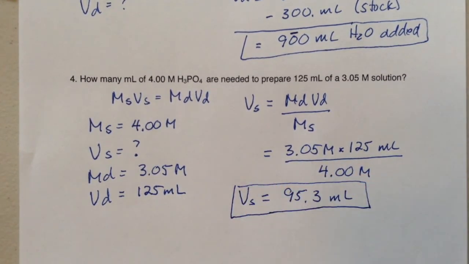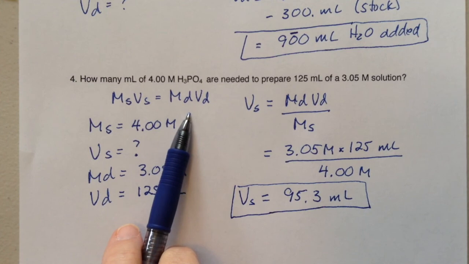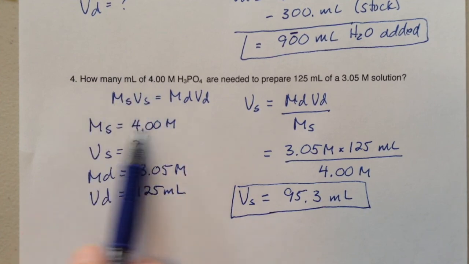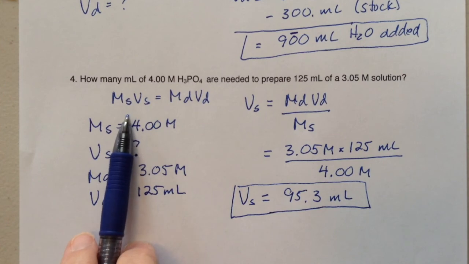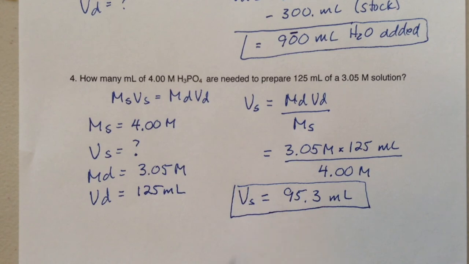So remember, the basis of this is that the moles before the dilution equal the moles after the dilution. And we just did a little bit of algebra trickery to get the moles before to have a nice little equation and the moles after to have a nice little equation, so we can solve for the one that's missing, the one term that's missing of the 4 terms.